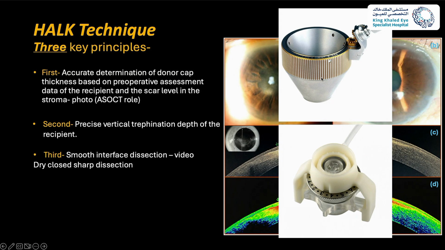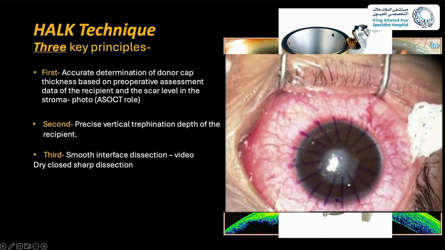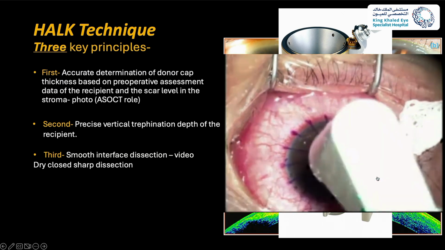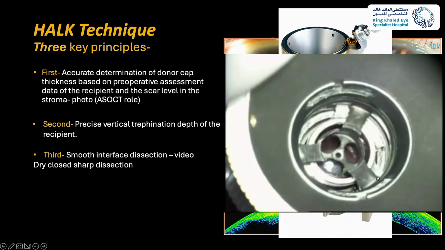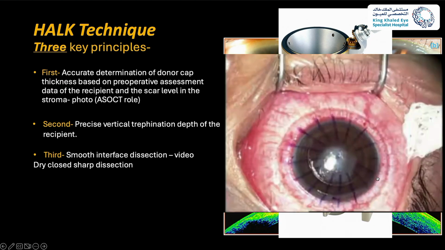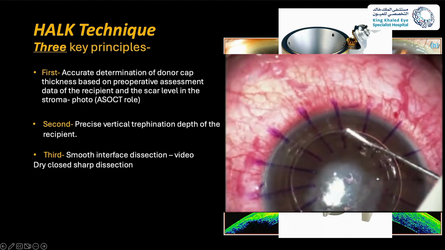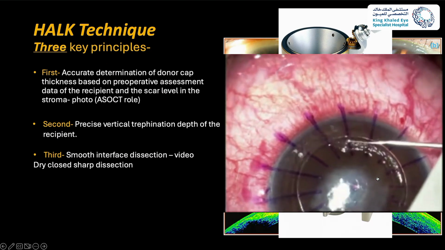The third concept is smooth interface dissection with dry, closed, sharp dissection. So basically, the first principle, determine your cap thickness. The second principle, do accurate vertical trephination. And finally, do sharp, closed dissection of the recipient eye.